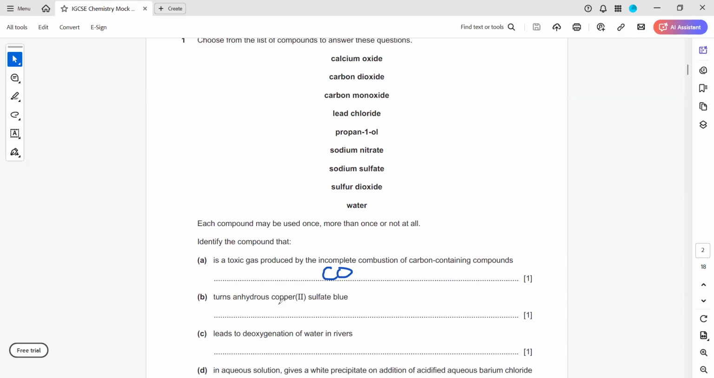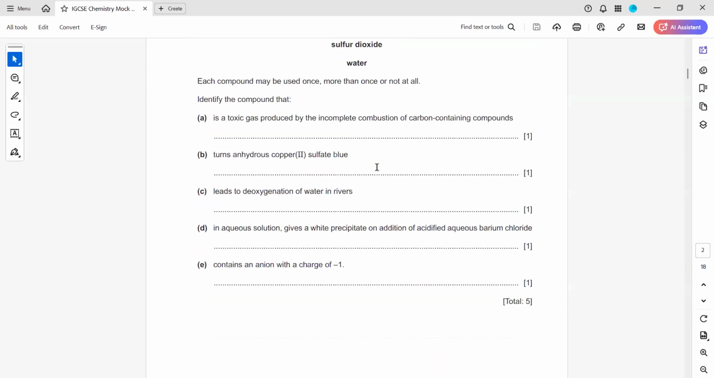What turns anhydrous copper sulfate blue? What is added to anhydrous copper sulfate? Water. Water is added because when water is added to anhydrous copper sulfate, it will turn blue. Anhydrous copper sulfate is originally white in color, but because of the water, it turned blue.